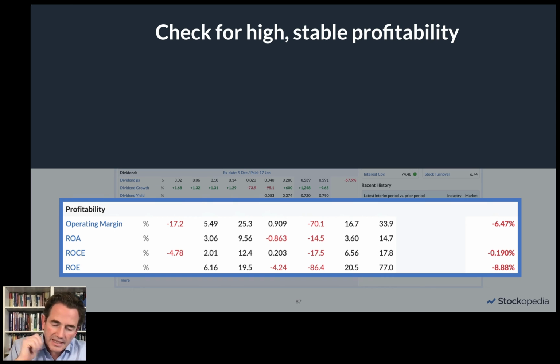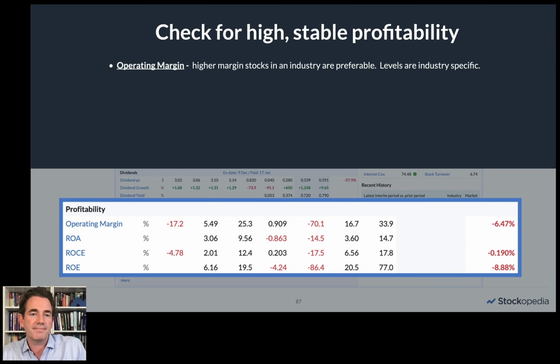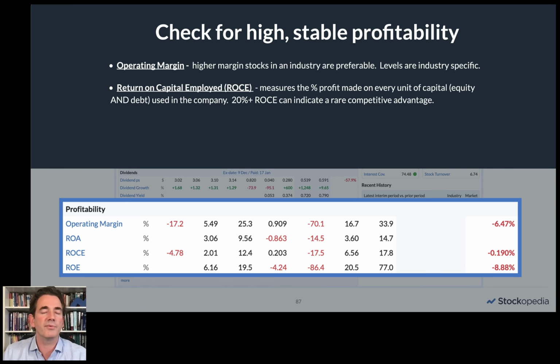Profitability. If you are buying quality stocks, it does depend on your strategy, but for quality stocks, check for high and stable profitability. Firstly, operating margin. Now, that is an industry-specific number, but operating margin you'd like to be as high as possible relative to other companies, and higher margin stocks are generally preferable.